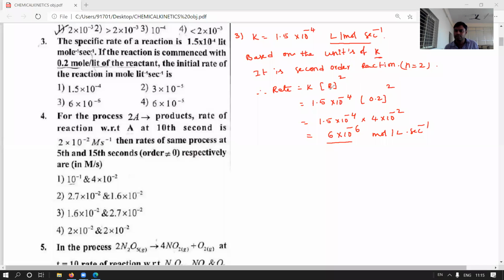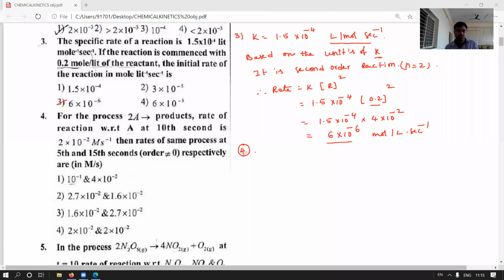Then the rate is directly proportional to the concentration of reactant whole square, so rate is equal to K into R whole square. The concentration of reactant is 0.2. Substituting the concentration of reactant and K value, the rate of reaction we got is 6 into 10 to the power of minus 6 mole per liter second inverse. That is, the third option is correct. So next, let's see the fourth question.